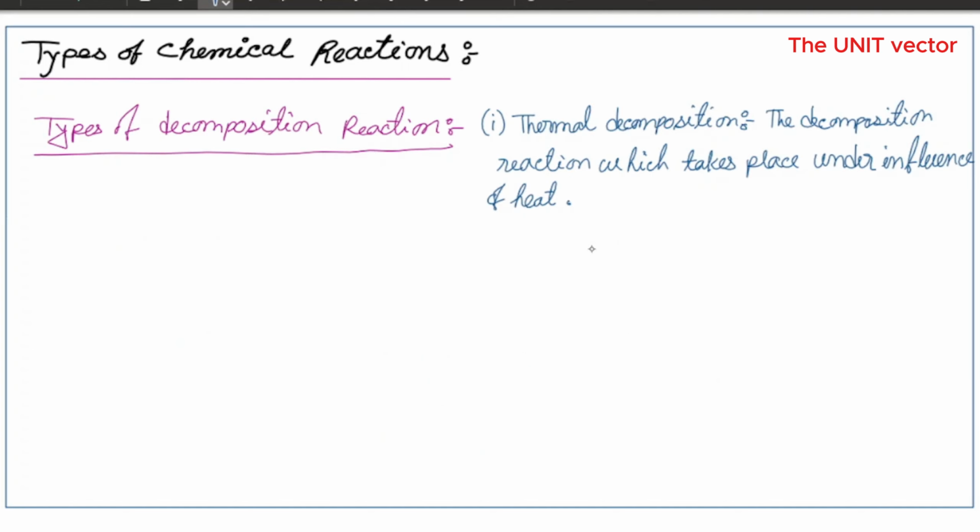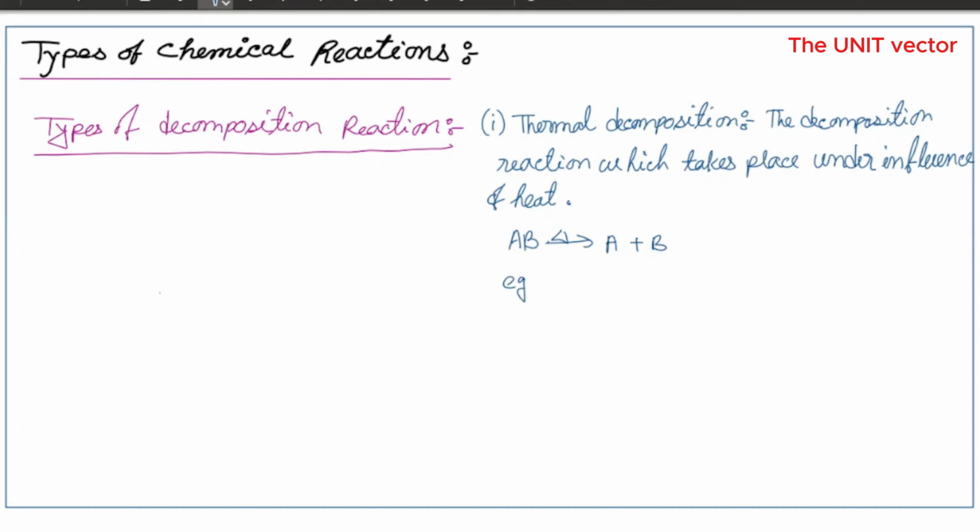There are many types of decomposition reaction. So first one is thermal decomposition. What is thermal decomposition? The decomposition reaction which takes place under the influence of heat. Let us assume a compound AB, and after heating it, it decomposes to A and B. That means in this process, heat is required to decompose the AB compound into A and B. That type of decomposition reaction is called thermal decomposition, in which heat is needed.